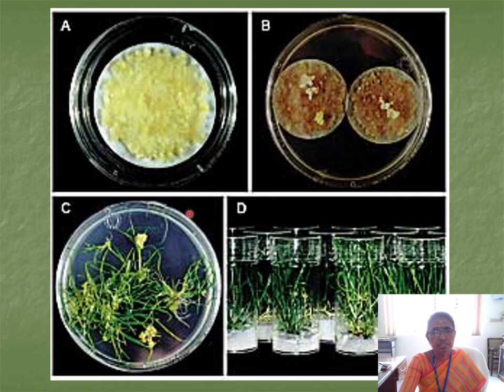This is the picture showing the target cells, calli, and then regenerated calli tissue, with an example of rice. After that it will be transferred to rooting media, and then it is ready for transfer into transgenic greenhouse conditions.